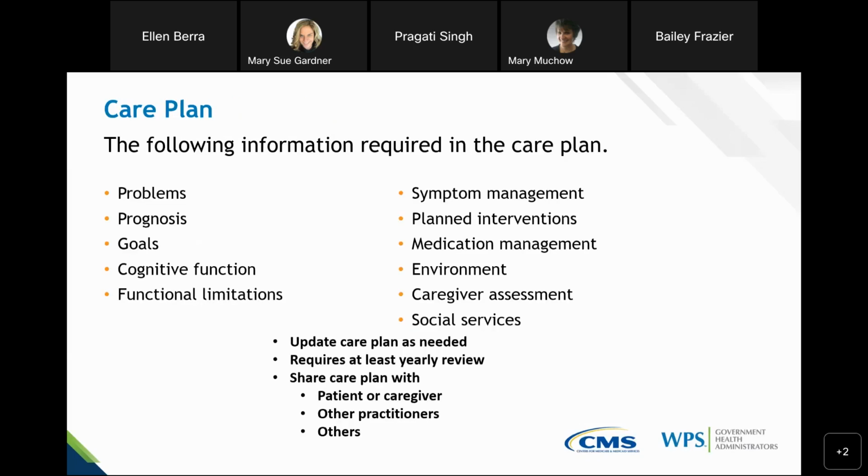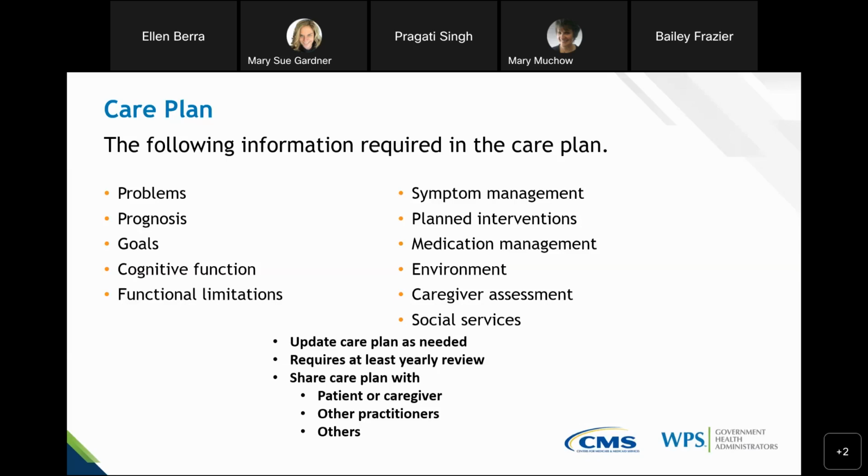So let's talk about the information that's required in the care plan. Well, number one is going to be the problems. And again, for principal care management, it's that single high risk chronic condition, and then anything that feeds into that chronic condition. You need to identify the patient's prognosis. Now, a lot of times when we think of the word prognosis, we really kind of equate that to life expectancy, and that's not what we're talking about here.